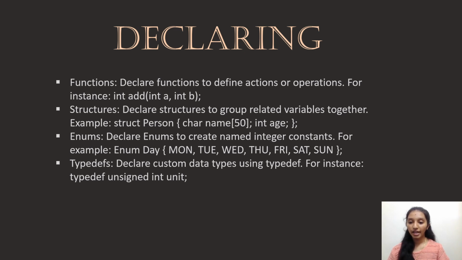Enums. It declares enums to create named integer constants. For example, enum days, that is from Monday to Sunday. Type definitions. It declares custom data types using typedef. For instance, typedef unsigned int uint.